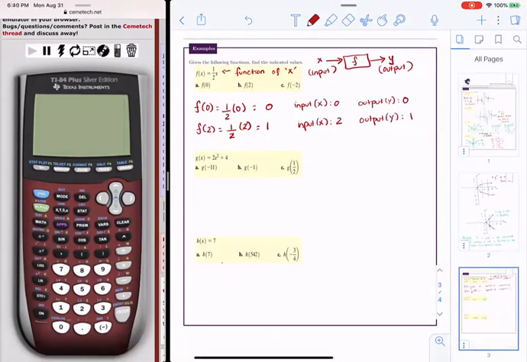And lastly, we have f of -2, which would simply mean we are plugging in the value -2 for x, which is right over there, -2 over 2, which would give us -1. So the input value is -2, the output value is -1.